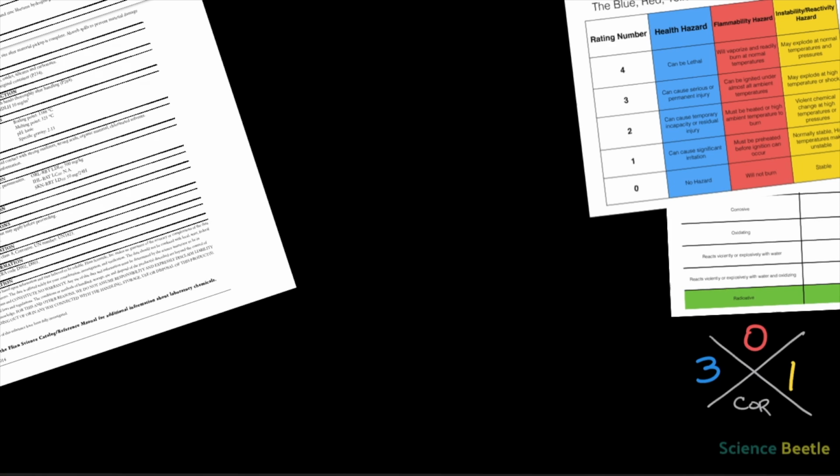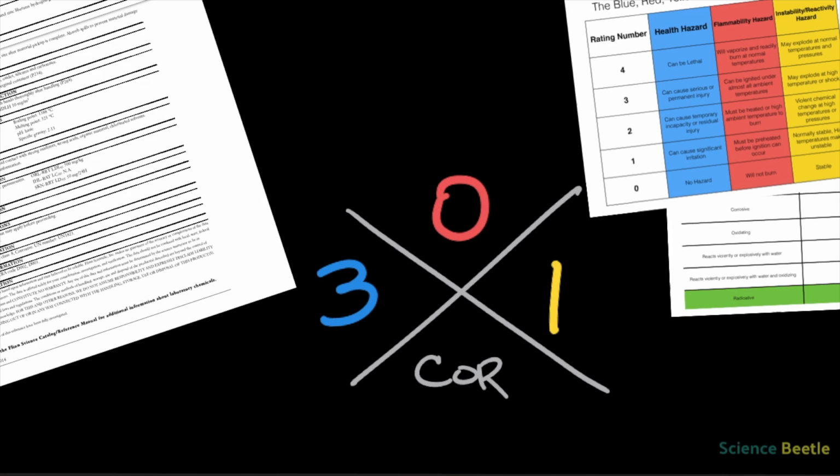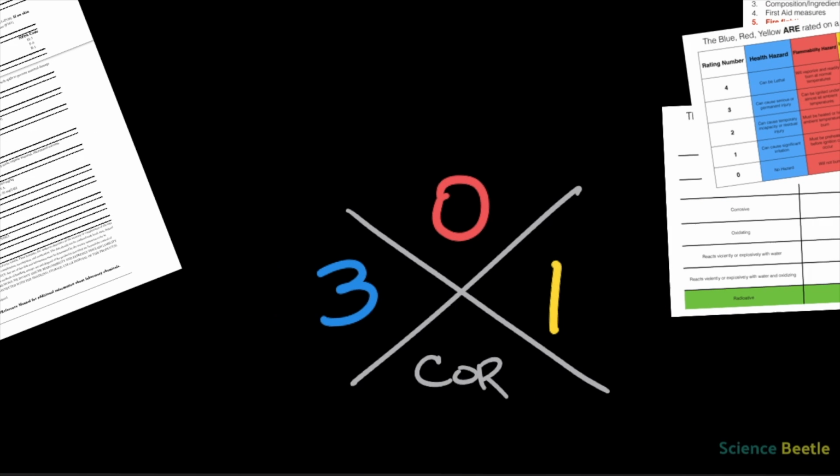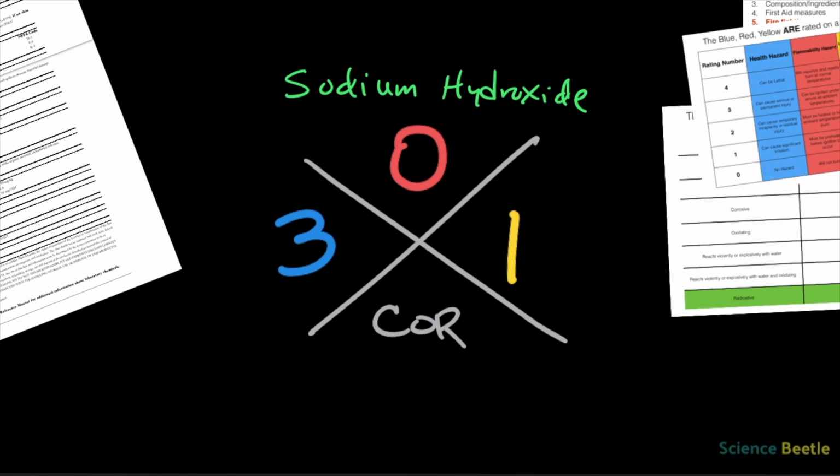Now, notice here in this section, the rating that we're ultimately going to give this particular chemical, sodium hydroxide, and let's go ahead and write the name at the very top here. And so that gives us the final rating of 301, and we put the special code of COR for corrosive down here at the bottom. This will be the rating for sodium hydroxide.